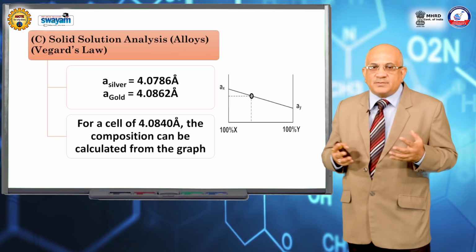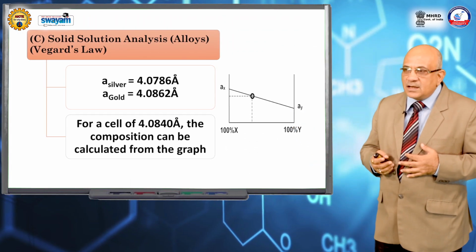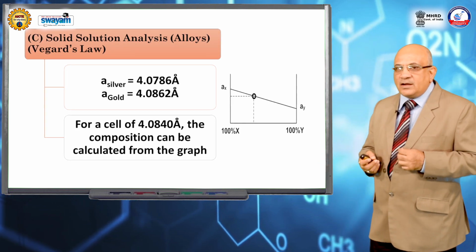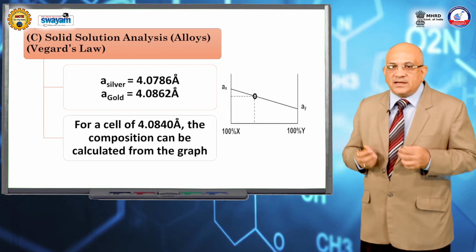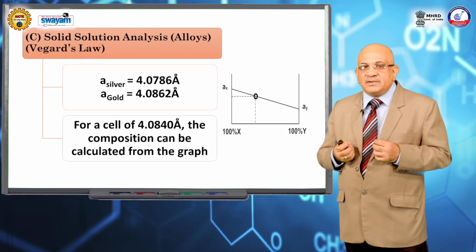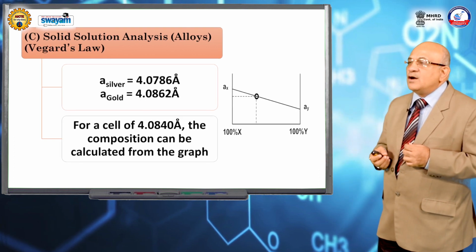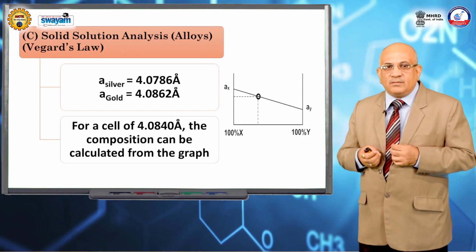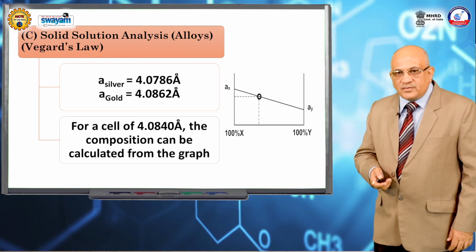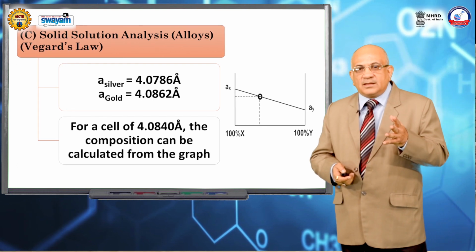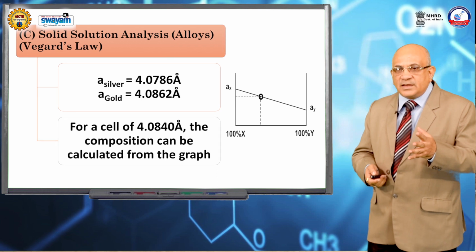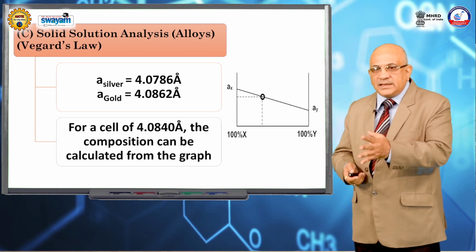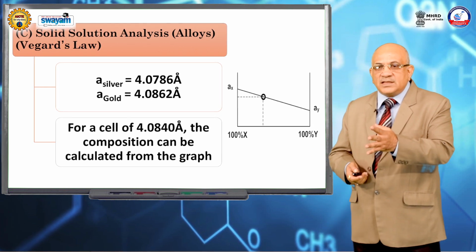So, silver has a lattice parameter of 4.0786, and gold has a lattice parameter somewhat different from silver. If I make an alloy of gold and silver and do an X-ray diffraction, then I will get a lattice parameter which is in between the values of gold and silver. And so, I can find out the composition of my alloy by just doing the powder X-ray diffraction. If I draw a plot of the lattice parameter obtained from different alloys, then I can find out by drawing a vertical on the x axis what my composition is.